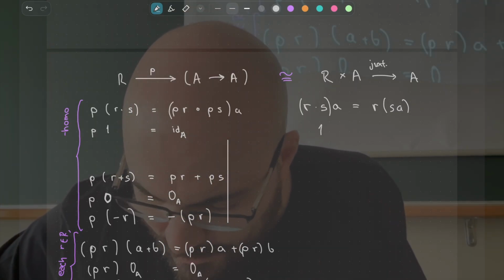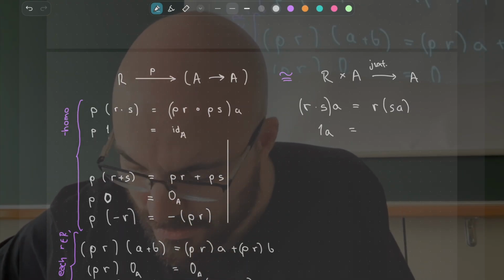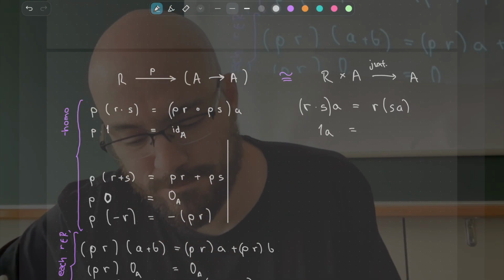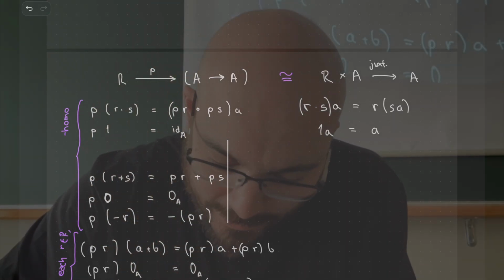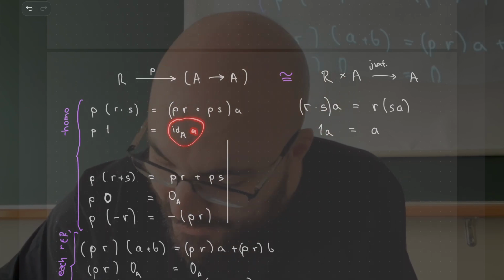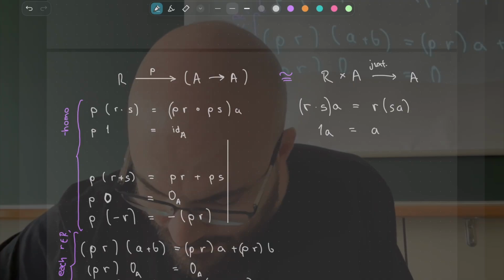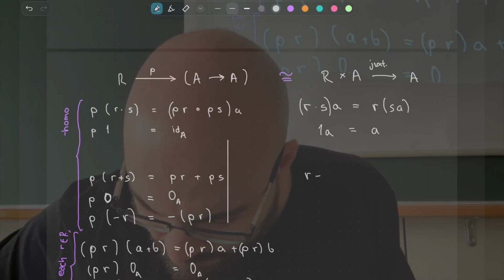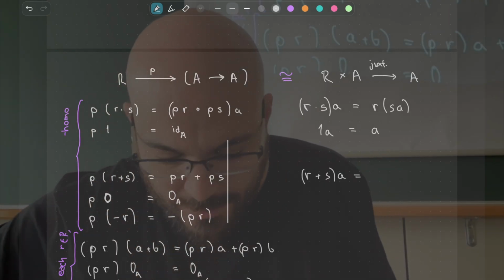The 1 of A should be A, thank you, which is the identity of A applied to A, which is just A. Now let's go on. The next one is, and this is what?